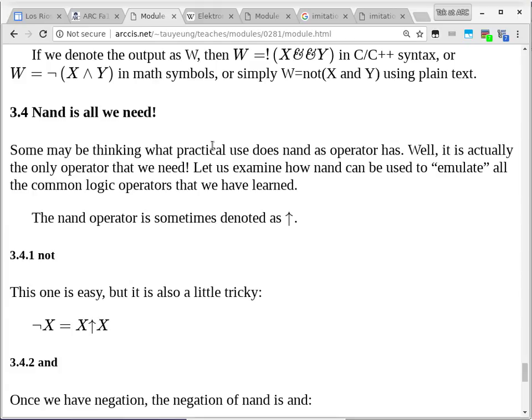What do you think? You don't seem convinced. All right, that's fine. If you're skeptical and you go like, I don't trust Tech with his stuff, that's actually a good thing. So now the next question is, how can you verify that not X is really the same thing as X NAND X? How can you prove that?